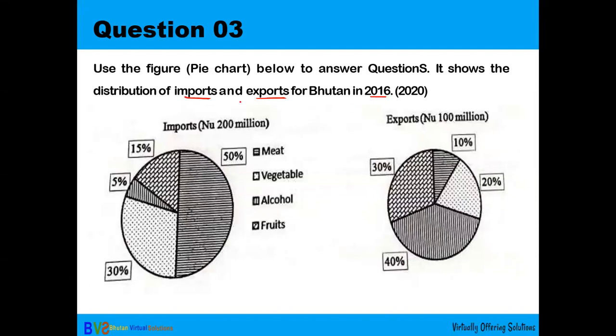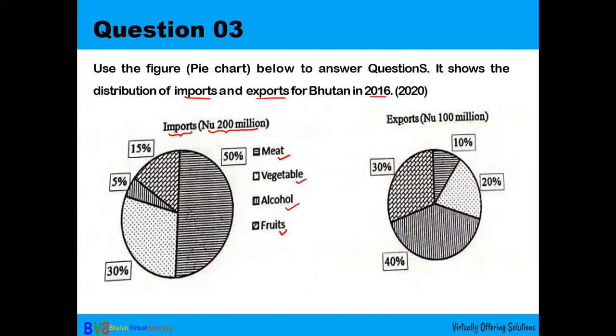No, 2016 import and export though. All right. So for imports, he generated imports totaling 200 million. Of the 200 million, 50% he spent on meat, 30% on vegetables, 5% on alcohol imports, and 15% on fruit imports.